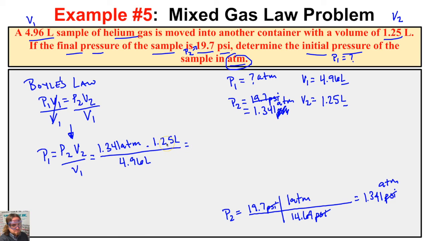And so when we put this in our calculator, 1.341 times 1.25 divided by 4.96, we end up with 0.338 approximately. If we take a look, liters cancels with liters, leaving us with atmospheres. So that is going to be our initial pressure of this gas, okay?